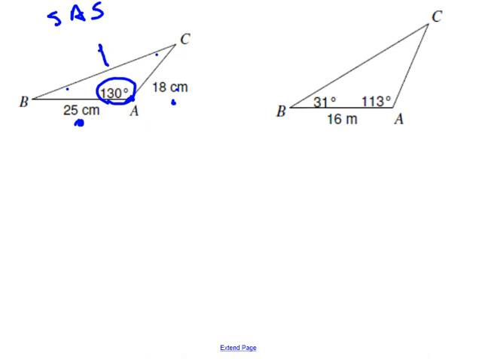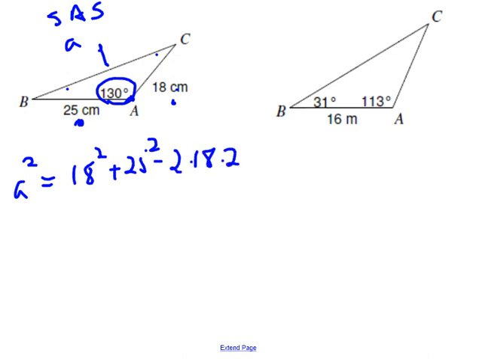So in this case, again, the letters A, B, C don't really matter. If I call this little a, my formula would be a squared is, and it doesn't matter which one is B and C, but we could do 18 squared plus 25 squared minus 2 times 18 times 25 cosine of that angle. Okay. Because again, law of cosines, because I don't have a side and the angle opposite.